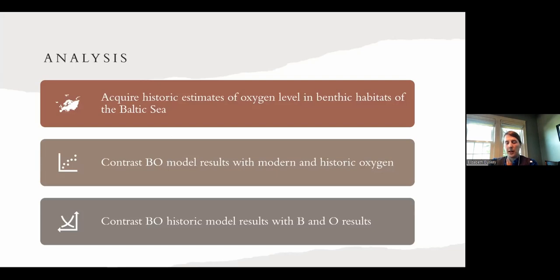First, we acquired historic estimates of oxygen in the Baltic Sea. Then we used the best model, in this case, the very unfortunately designated BO model, to contrast projections with both historic and more recent oxygen levels. Finally, we also ran the component models, one with only B, or benthic resource carrying capacity scaling, and another with only O, or cod benthic occupancy scaling. This final point can help us determine how these two impacts of deoxygenation interact to lead to projected changes.